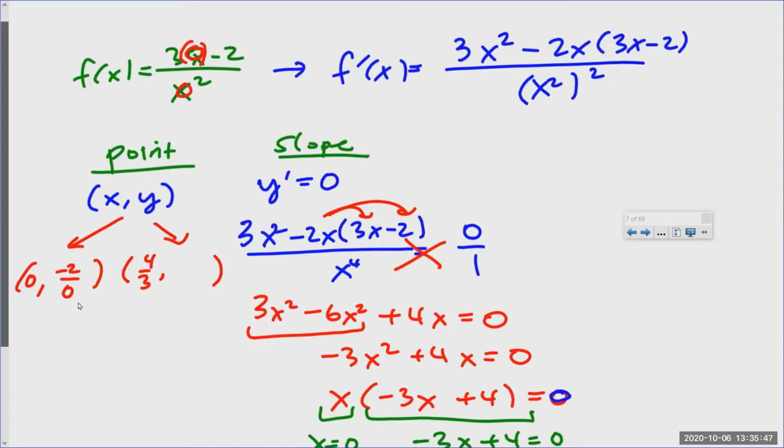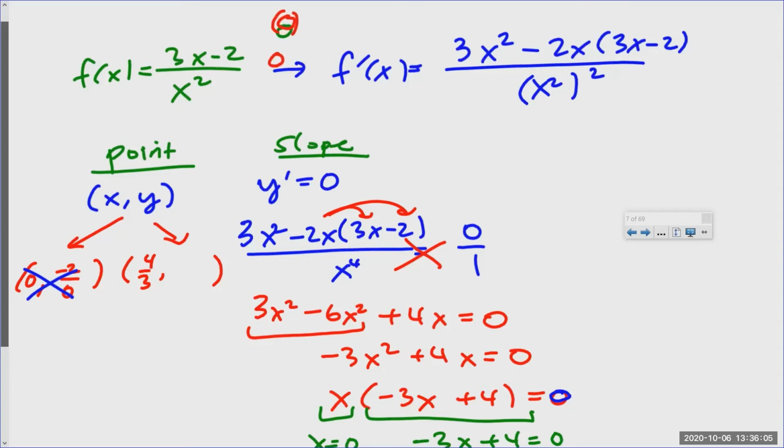What's negative 2 over 0? Is negative 2 over 0, 0? It's undefined, right? So there's no way you can plot that. So that's not an answer. Okay? Well, that actually kind of made me happy because I thought I had to do a lot more stuff.